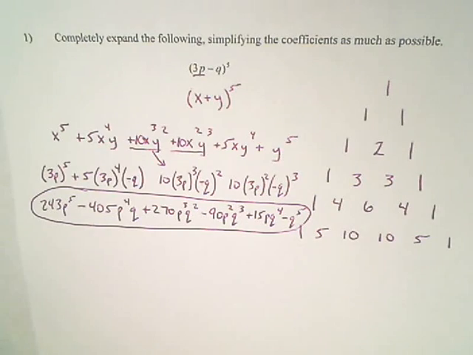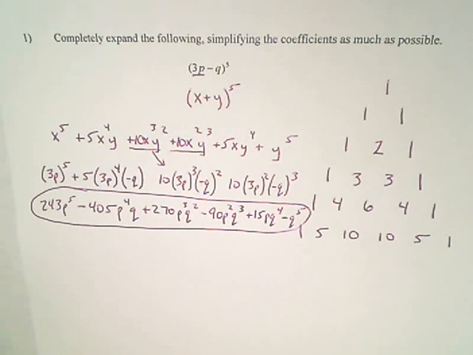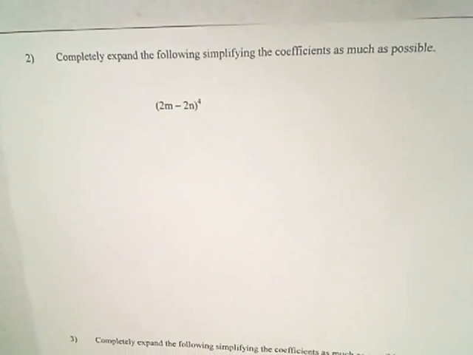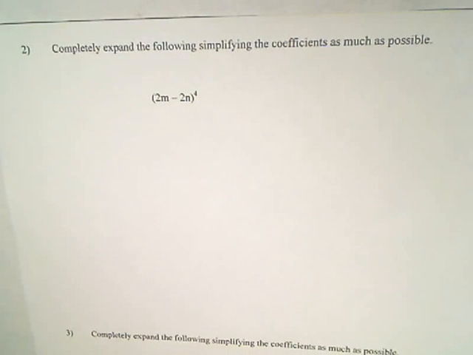So I'm going to throw up example number 2. Here is example number 2. You're going to go ahead and press pause. Be sure and write out your Pascal triangle to figure out the coefficients for the 4. Press pause now and I'll reveal the answer.